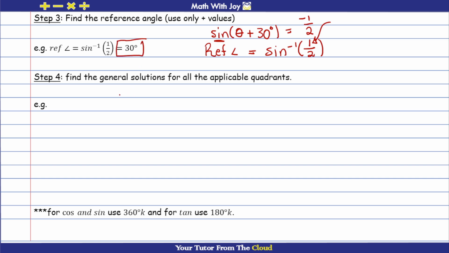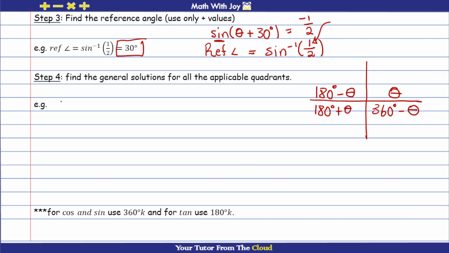Now step 4 is for you to find the general solutions using the applicable quadrants. When it's time to find the general solution, you need to remember your reduction angles. If it's in the first quadrant, we say that it's theta. If it's in the second quadrant, we have 180 degrees minus theta. In the third quadrant, 180 degrees plus theta. In the fourth quadrant, 360 degrees minus theta. So that's what you want to remember.